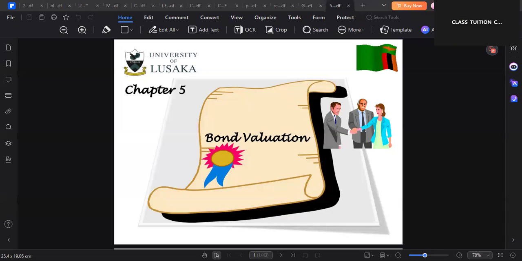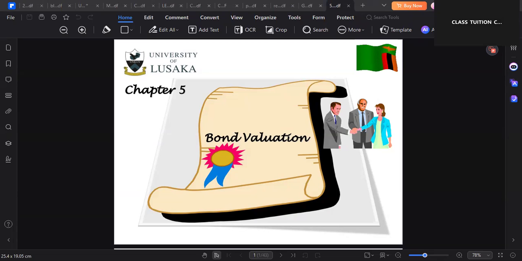Welcome to our session where we're going to look at bonds. We'll cover four main areas: the importance of bonds, the types of bonds, how to value bonds, and finally, how to handle semi-annual bonds. So let's begin with the basics.